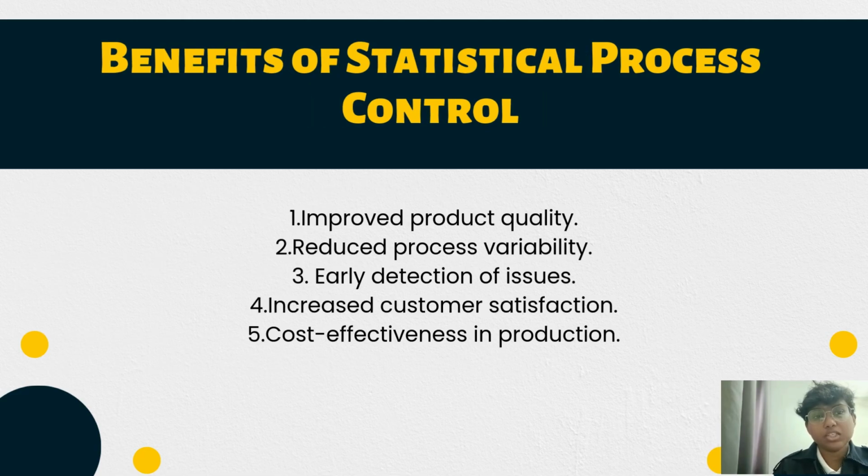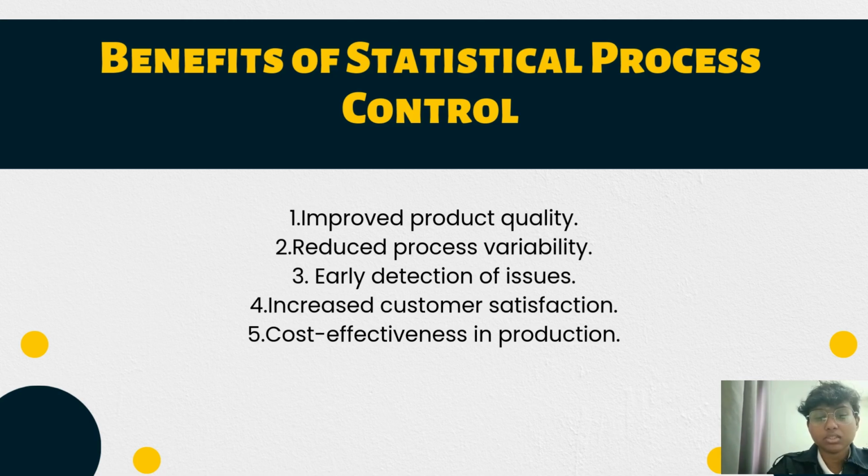Okay, why is SPC so important? There are several key benefits. First, it improves product quality by ensuring the process operates within acceptable limits. Second, it reduces process variability, which minimizes defects and rework. Third, SPC enables us to detect issues early, preventing costly waste and downtime. Ultimately, this improves customer satisfaction as the final product is more consistent and reliable. And as a bonus, SPC is cost effective in the long run because it reduces the need for extensive inspections and corrections.